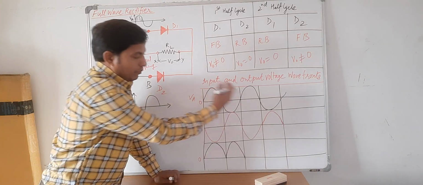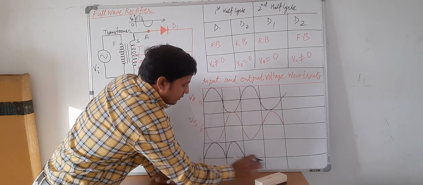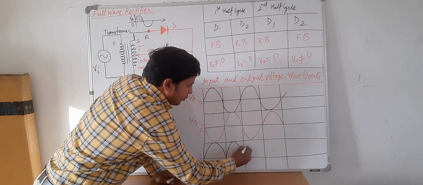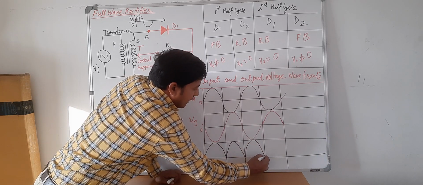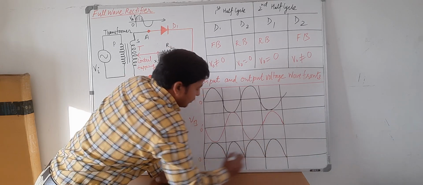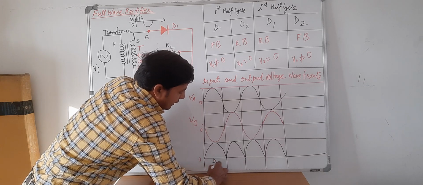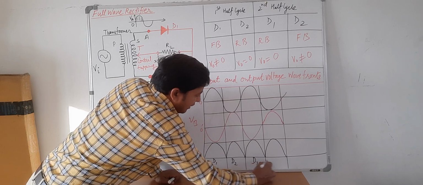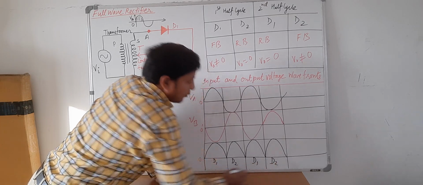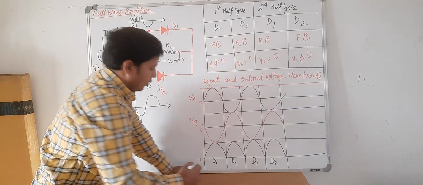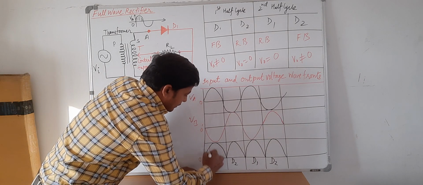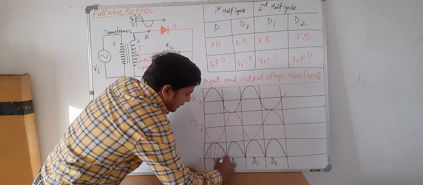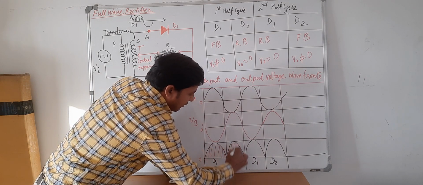Again, for the next positive half cycle, the output voltage will be due to D1, and again this is due to D2. This is due to D1, this is due to D2, and again due to D1. This process will go on. This is the output voltage of the full wave rectifier.